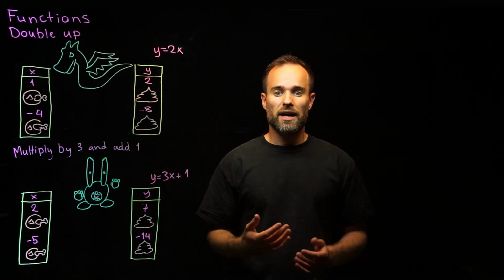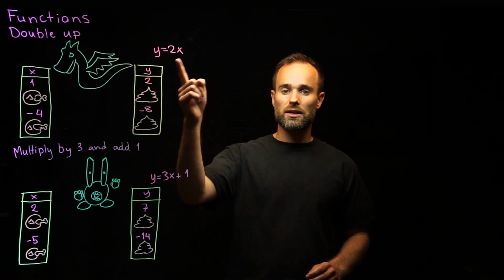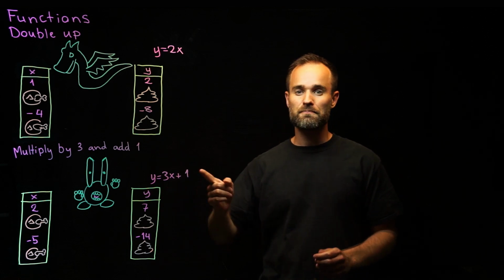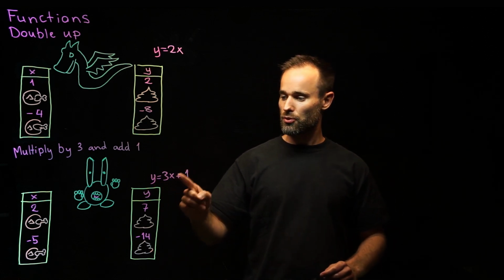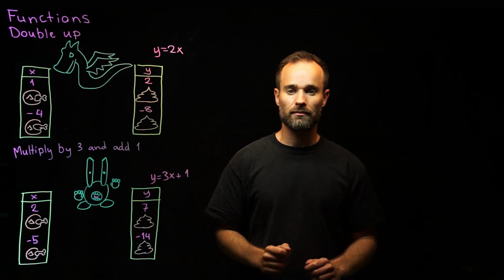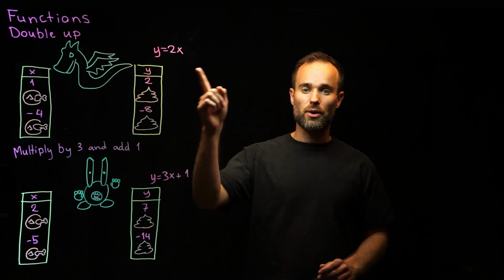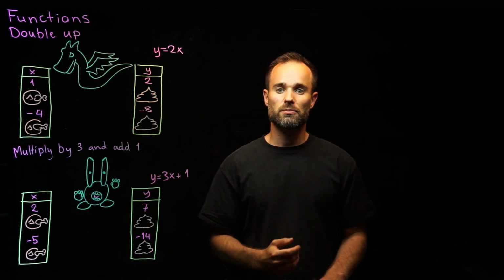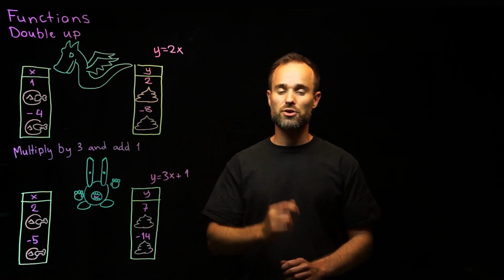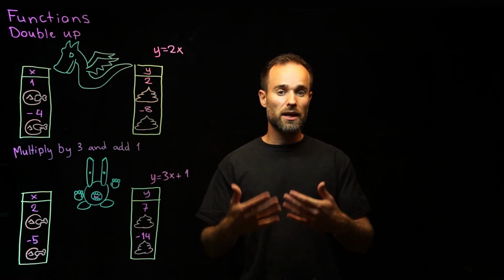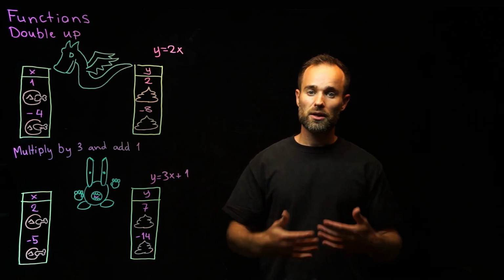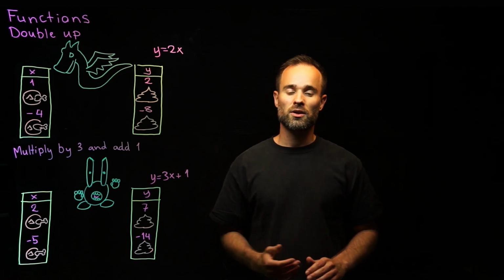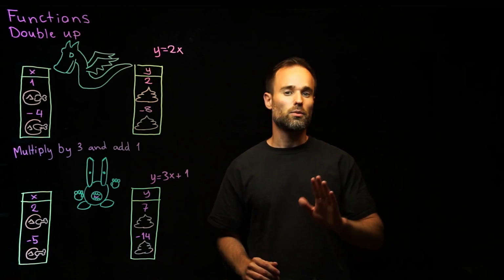The double-up monster is the function y equals 2x, which we encountered earlier. And this thing is a y equals 3x plus 1 function. These two variable equations are relations between x and y, and also functions because only one poop is assigned to every food. There can be many foods that give the same poop, but not many poops to the same food. We say the functions are one-to-one or many-to-one, but not one-to-many.